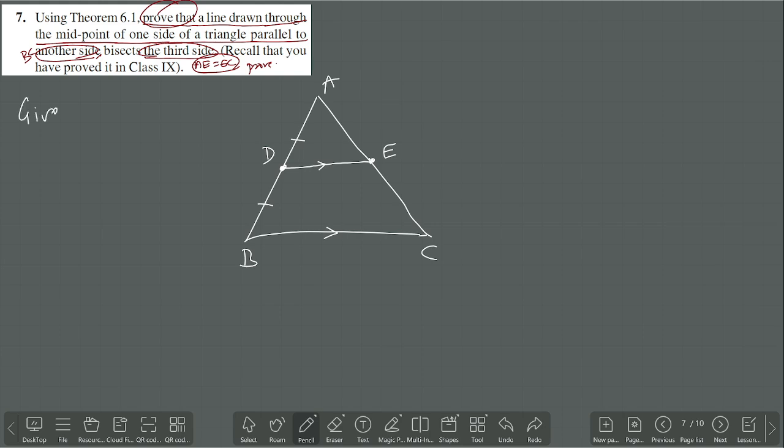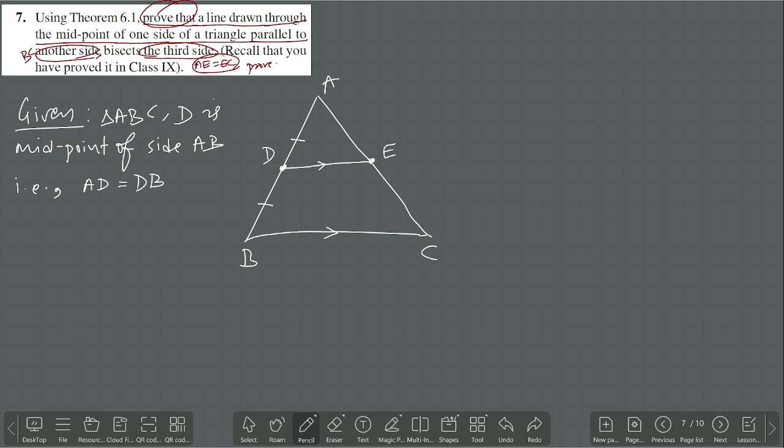So in the given, they are given triangle ABC and D is midpoint of side AB. What is the meaning of this line? The meaning of the line, AD equal to DB, equal to half of the AB. That is the meaning of midpoint. Am I right? And one more point they are given, DE parallel to another side BC.